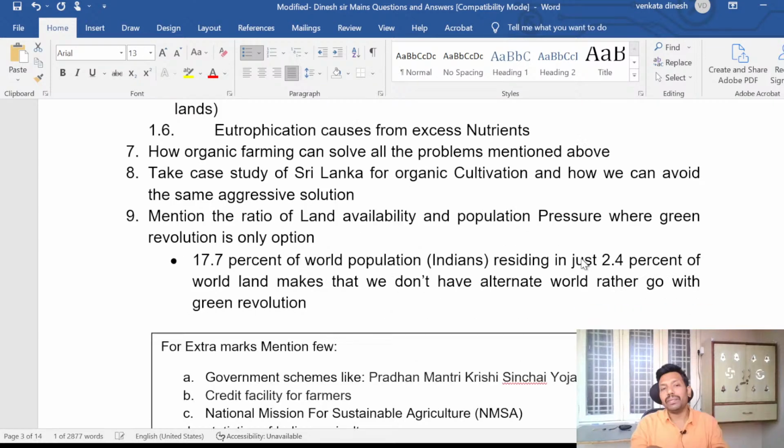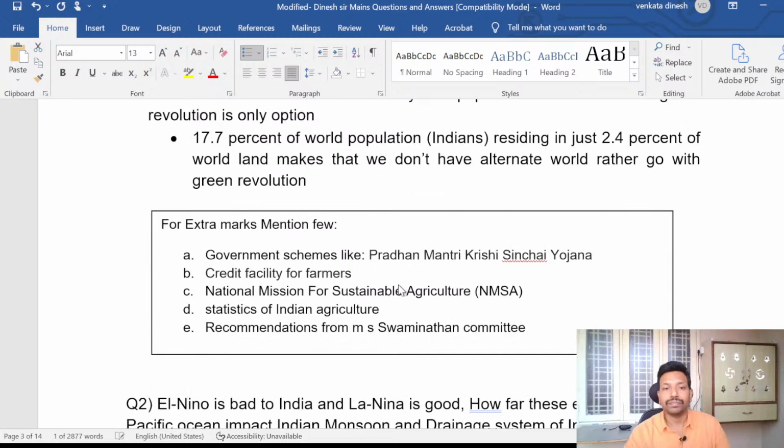So I have to go for the green revolution. I need high yielding variety seeds. I need greater output, but at what cost? You can mention for extra marks government schemes like Pradhan Mantri Krishi Sinchai Yojana, credit facility and availability for farmers, the National Mission for Sustainable Agriculture, statistics of Indian agriculture, and the recommendations from the MS Swaminathan committee. These are things you can mention in this question. So this is about the green revolution.